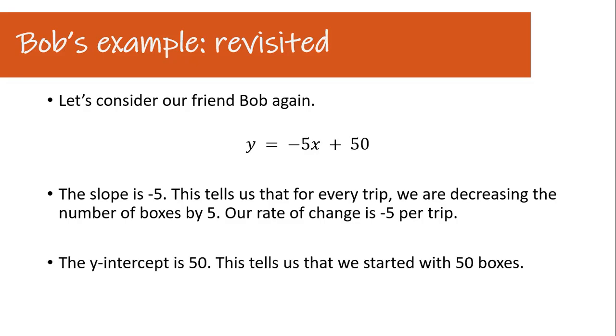The y-intercept, or b in this, is 50. So that tells us that when we had 0 trips, we started with 50 boxes. We talked a little bit about that on the previous slide, but now looking at it from slope-intercept form, we're going to revisit it again.